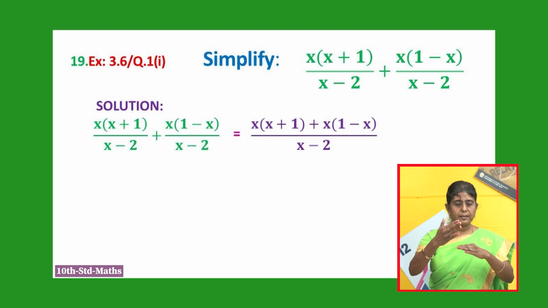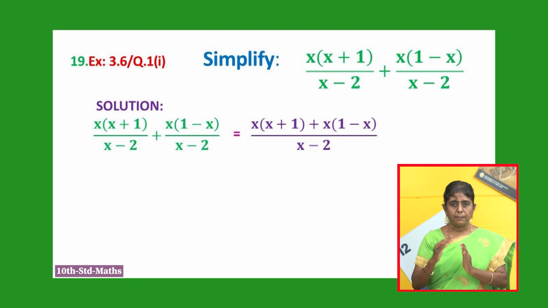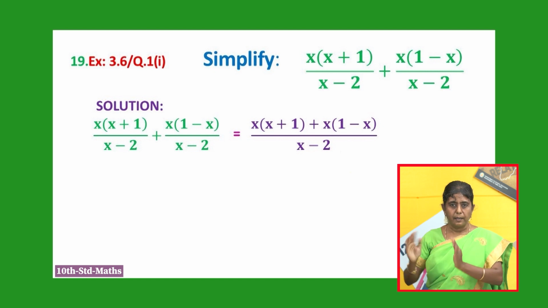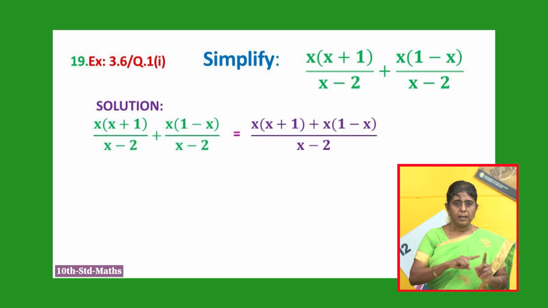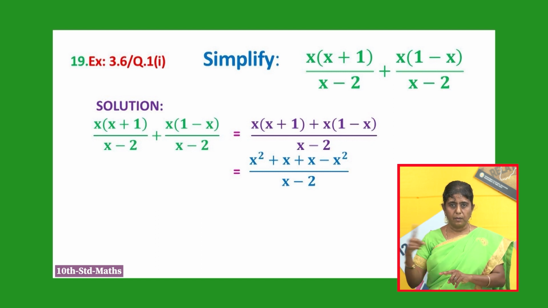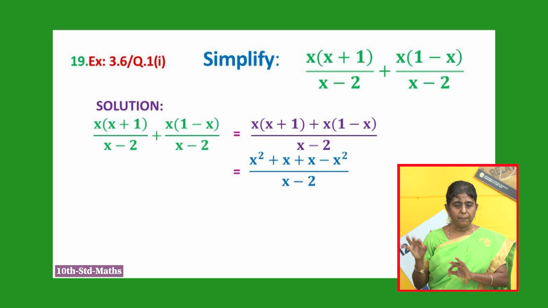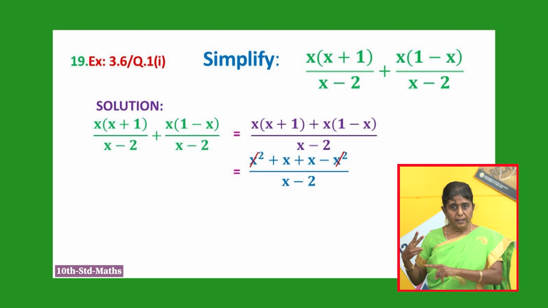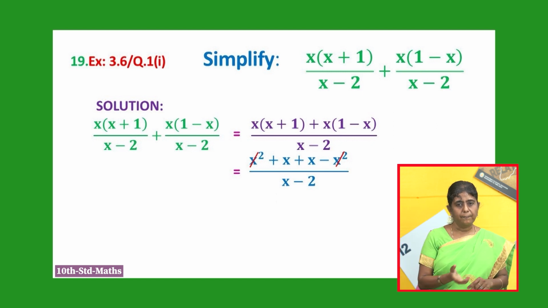If we take LCM as x minus 2, both the denominators are same, so the numerator you have to write as it is. So x(x plus 1) plus x(1 minus x). Now multiply: x into x is x squared plus x, x into 1 is x, and x into minus x is minus x squared, divided by x minus 2. Now what can be done? Just look at the numerator, you can easily identify what to do. You see the plus x squared and minus x squared, so that can be cancelled.